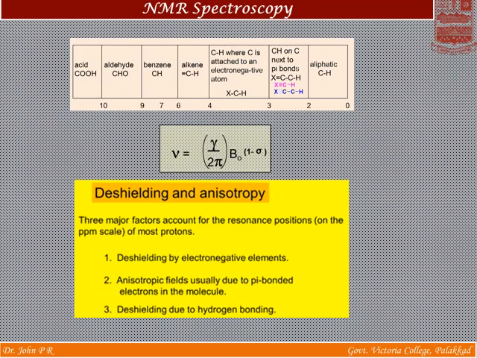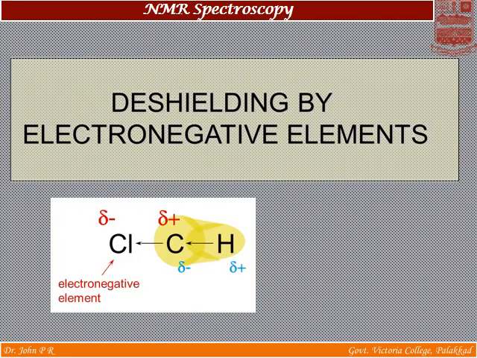So now let us see what are the different parameters which control the resonating frequency of various hydrogen nuclei present in the given molecule. The most important parameter is the presence of electronegative elements.